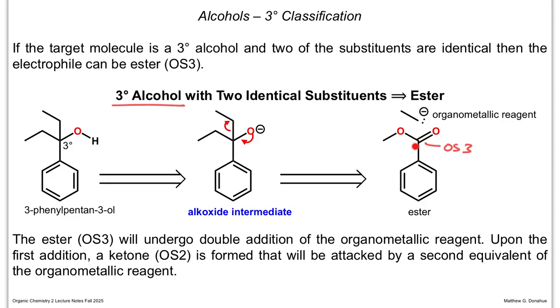Again, the reason that happens, you're going to get one addition that forms a ketone. The ketone's in there swimming around with these nucleophiles, so it's going to undergo a second addition. And because they're the same group, that's how you end up with this symmetric alcohol. So whenever you see that tertiary alcohol, 2 of the groups are the same, you can tell it's coming from something that's oxidation state 3.